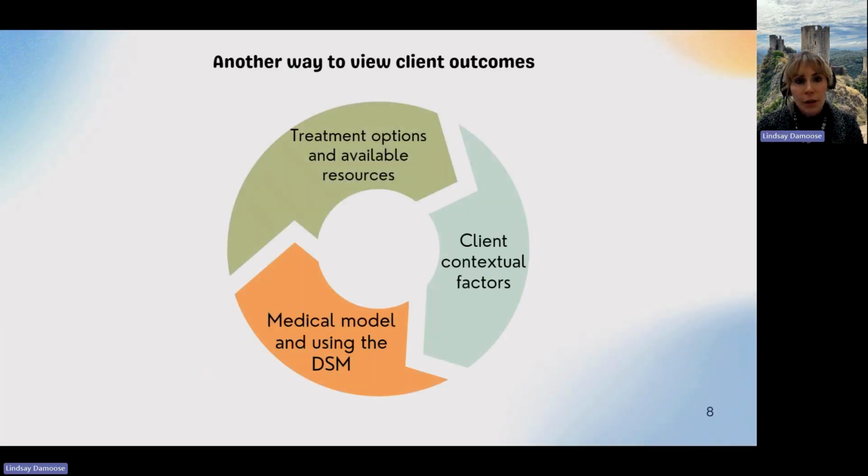Okay, so another way just to view client outcomes is what treatment options and available resources do they have? What are the contextual factors that actually make sense in terms of identifying that something is problematic or not? And then how do we use the DSM and essentially a medical treatment model to support them and give them the necessary tools for their recoveries?